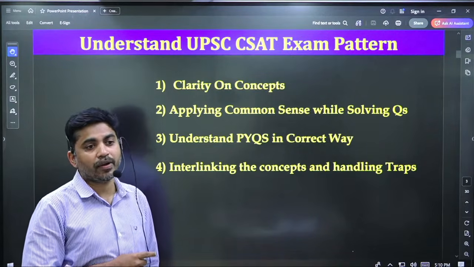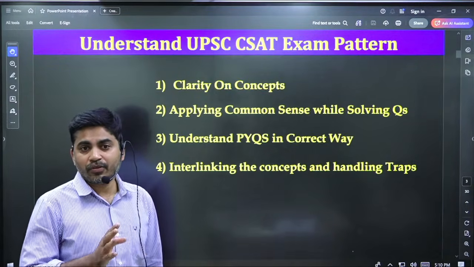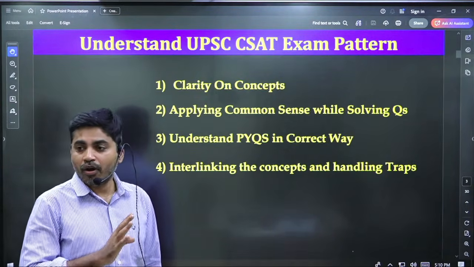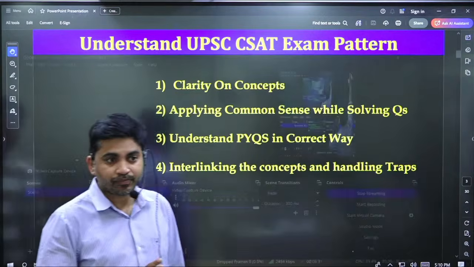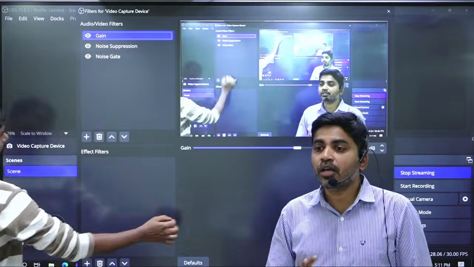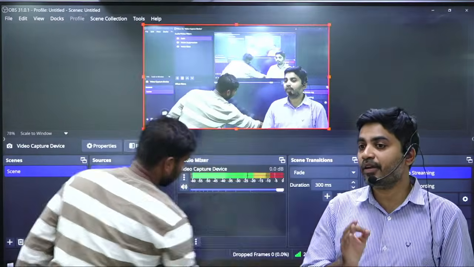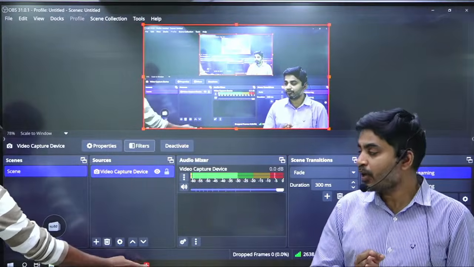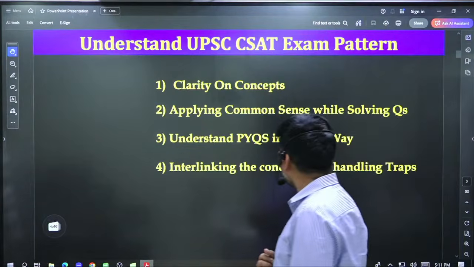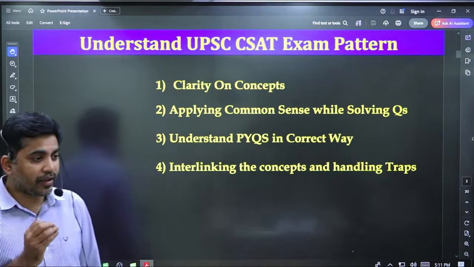Second one, applying common sense while solving the questions. You have to use presence of mind every time. Most of the questions are not based on formulas and calculations. You have to apply common sense everywhere. That is very important.